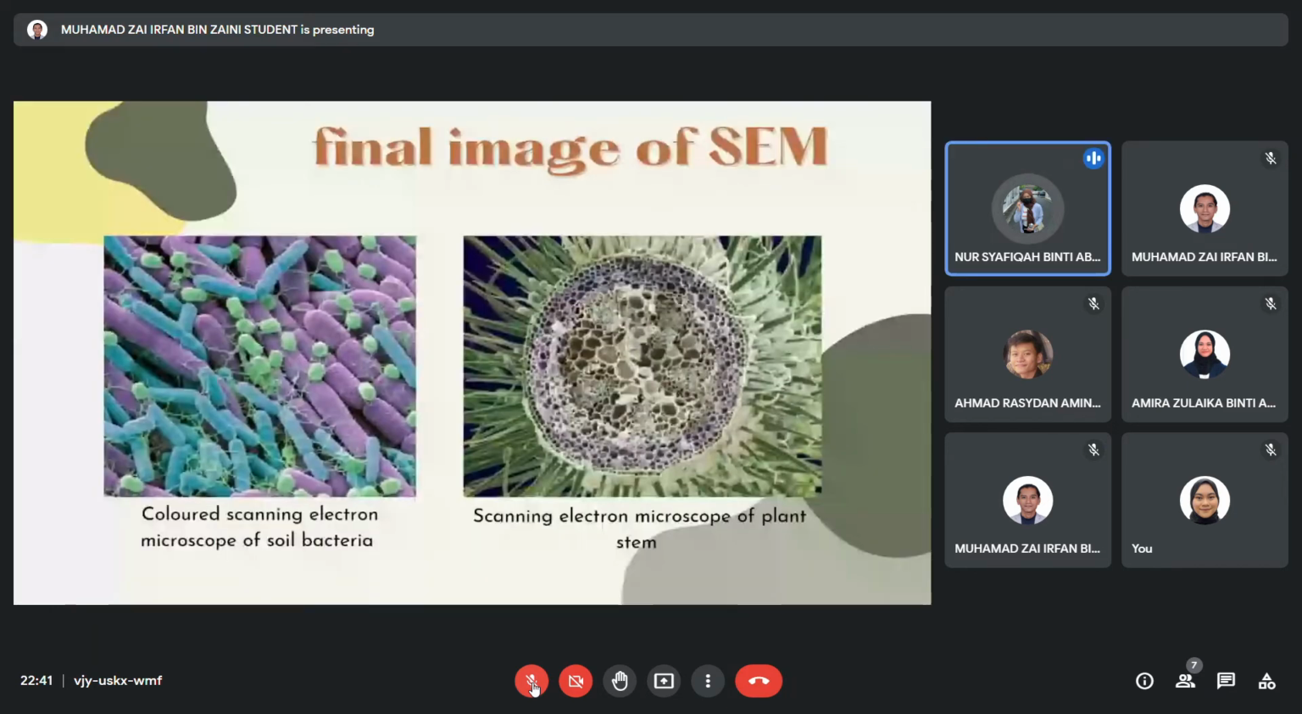This process produces the final image of the SEM. For example, the first figure is a colored SEM of a bacteria, and the second one is a scanning electron microscope image of a plant stem.